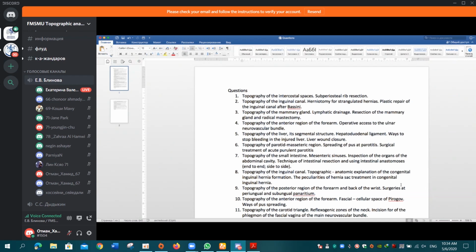A deep ring is an orifice of the transverse fascia. Superficial ring is located between the pubic symphysis and pubic tuberculum, where the lateral and medial leg of the aponeurosis of external obliquous muscle attached.